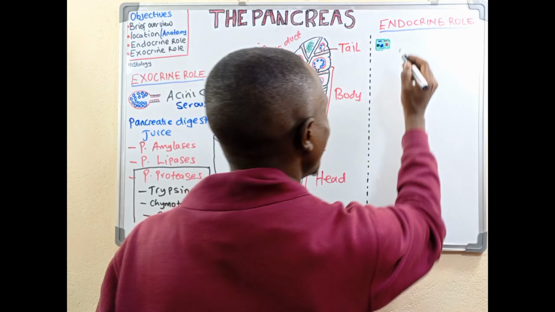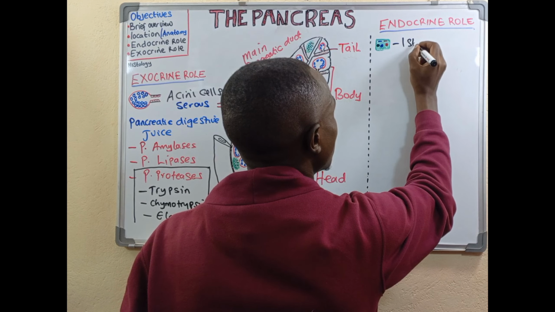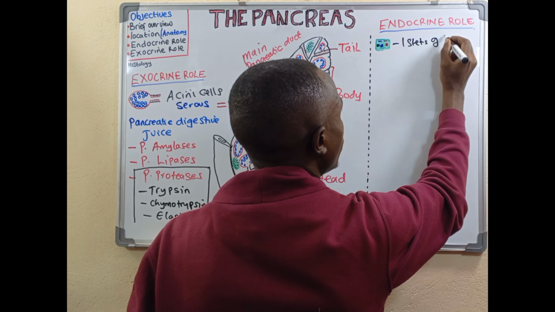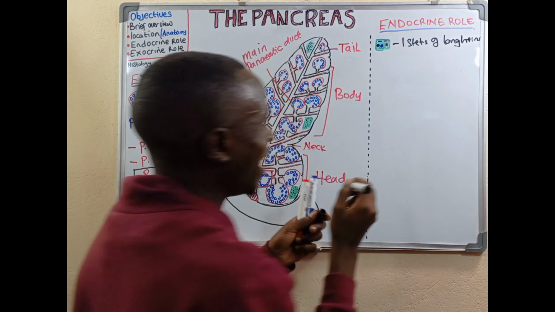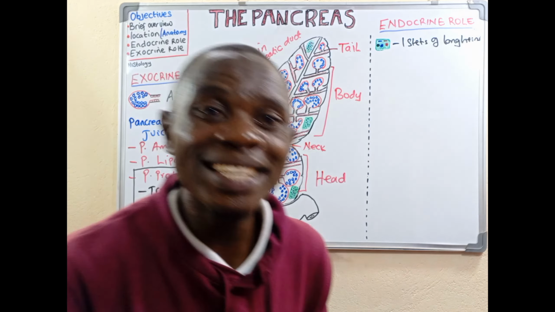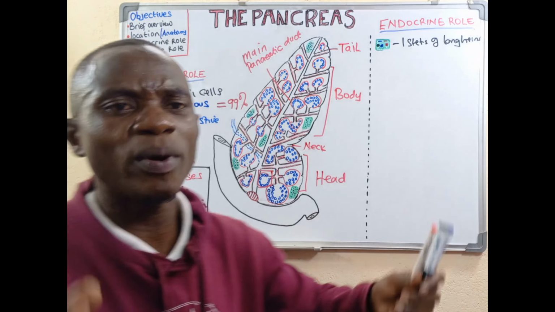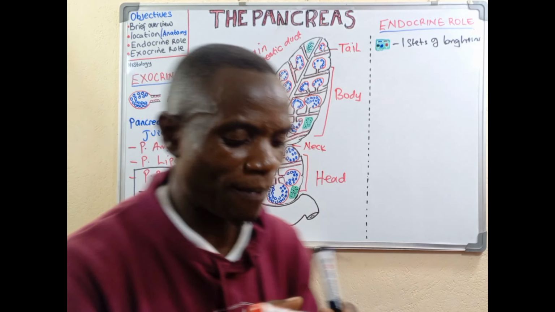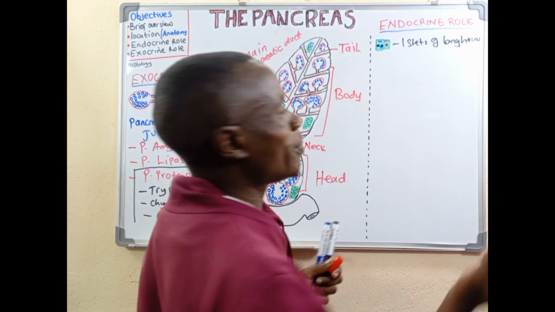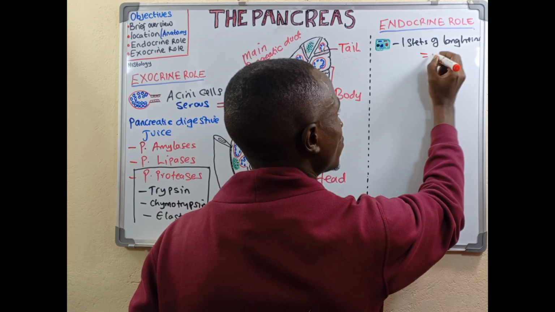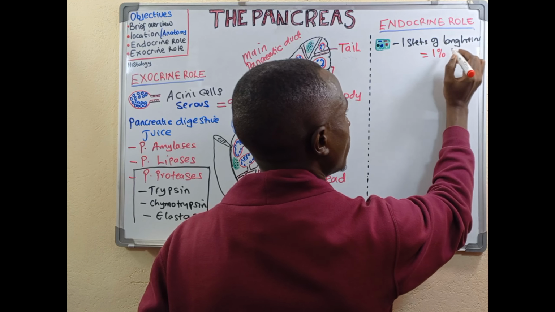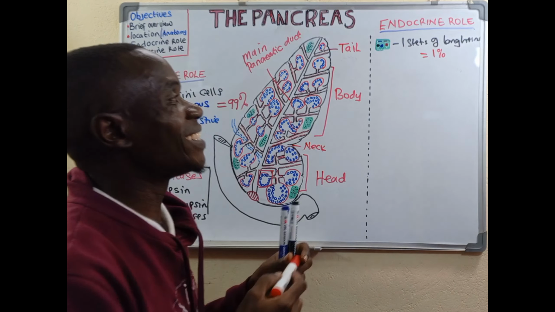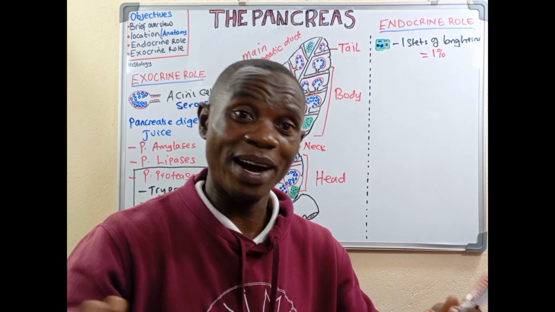the islets of Langerhans. He discovered that this tissue was very important. However, it constitutes only 1% of the entire tissue that makes up the pancreas.